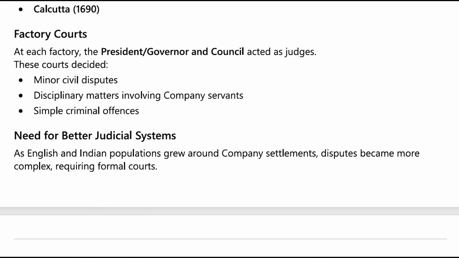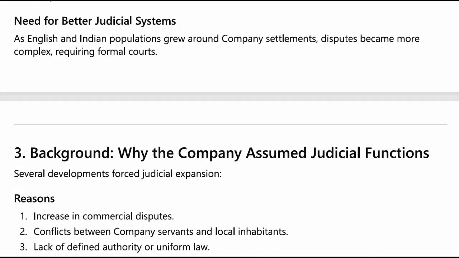At each factory, the president or the governor and council acted as judges, and these courts decided on minor civil disputes, any disciplinary matters which involved company servants, and simple criminal offences. Around the company's settlements, English and Indian populations grew, and because of that, disputes became more complex, requiring formal courts.